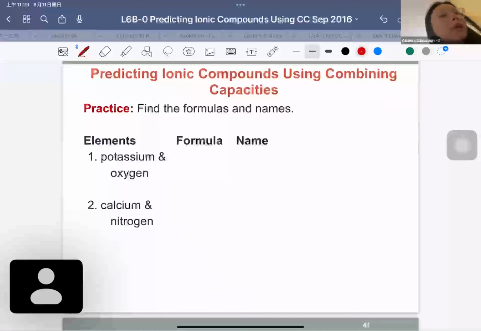Let's do 2 more practices together. I'll give you 3 minutes to finish these 2: potassium and oxygen, calcium and nitrogen. Again, you can post the answer in the chat after you're finished. Starting now. Because we're 10 minutes late, the class will end at 11:40, so we still have time. 3 minutes, starting now.